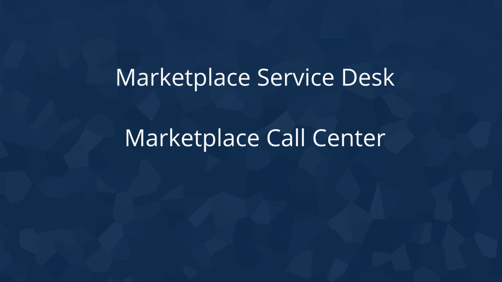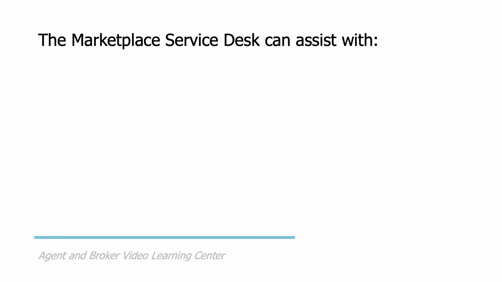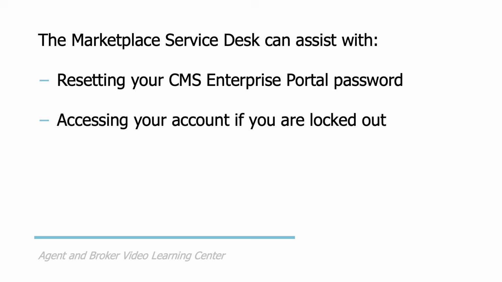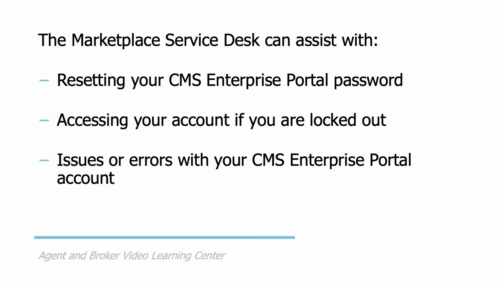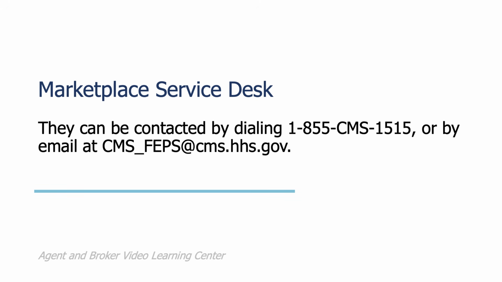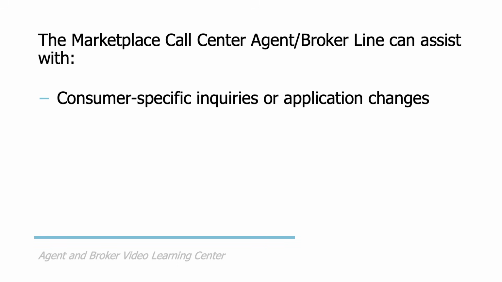The three most common help desks used by marketplace agents and brokers are the Marketplace Service Desk, the Marketplace Call Center, and the Agent Broker email help desk. The Marketplace Service Desk can assist you with resetting your CMS Enterprise Portal password, accessing your account if you are locked out, any issues or errors with your account, or registration and training questions. They can be contacted by dialing 1-855-CMS-1515 or by email at cms_feps@cms.hhs.gov.